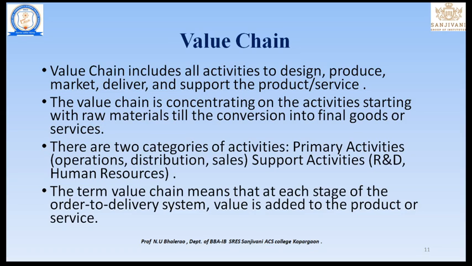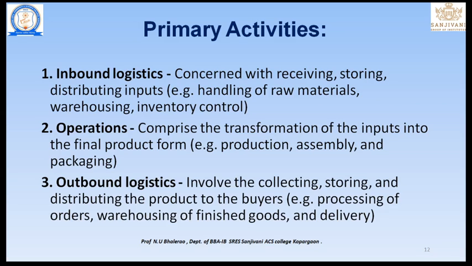Next, there are two categories of activities in the value chain. The first one is primary activities, which hold operation, distribution, sales, and the support activities, which involve research and development and human resources. Normally the term value chain means that at each stage of the order to delivery system, value is added to the product or service. So it is a continuous improvement cycle. So we have to understand the value chain system with its activities. Moving forward, we have to understand the primary activities of the value chain.